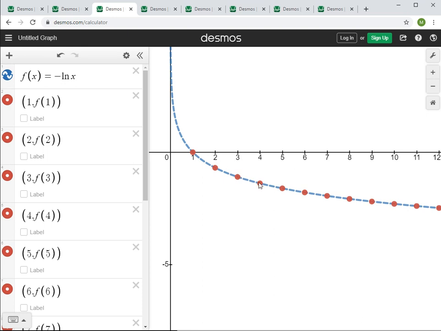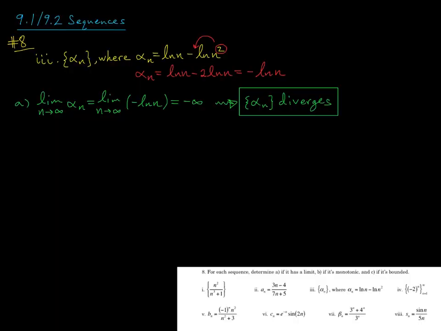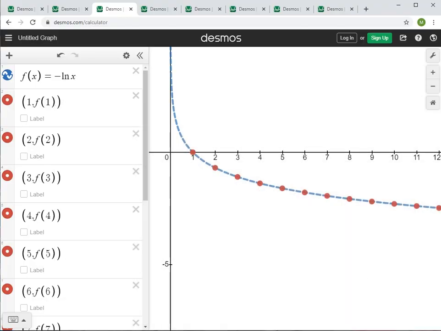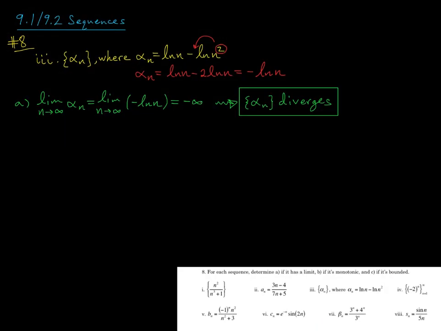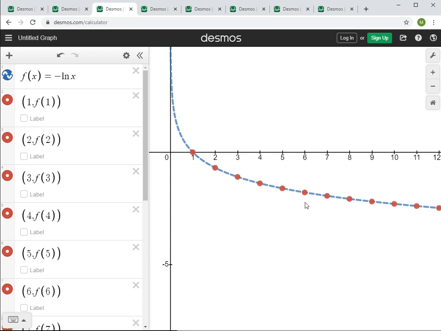And although it kind of looks like this thing might level out, it never actually does level out. This thing will approach negative infinity. It approaches negative infinity at a rather slow rate, but nonetheless, it does approach negative infinity. All right, so this thing, since it's not approaching any single one value, this sequence is divergent. Okay, is it monotonic? Well, again, looking at the picture, it does look monotonically decreasing.